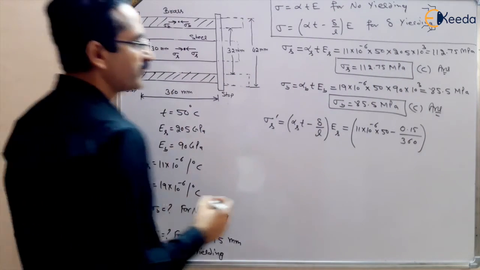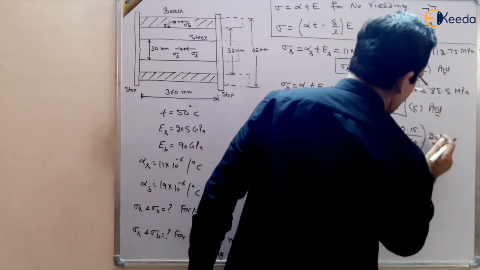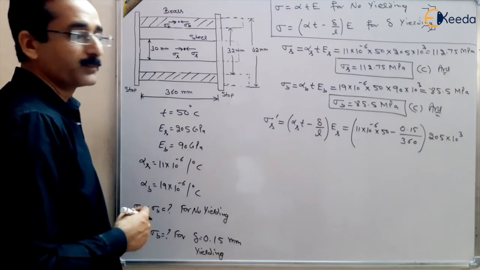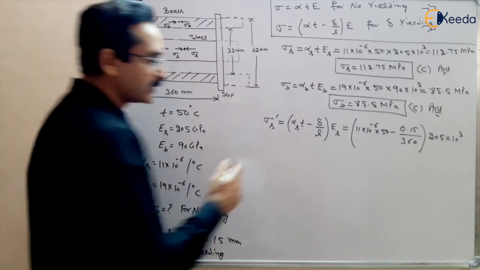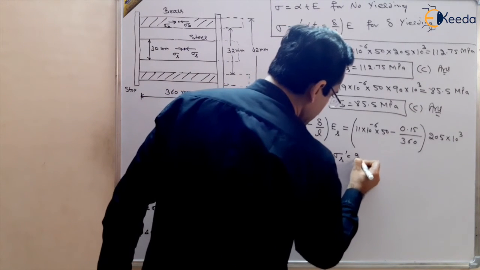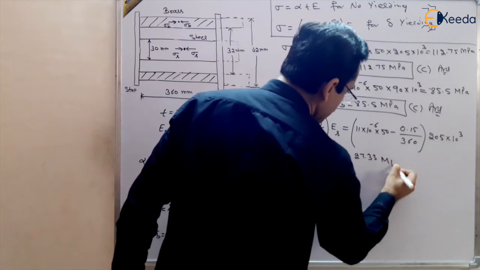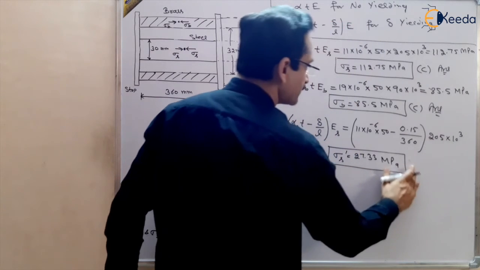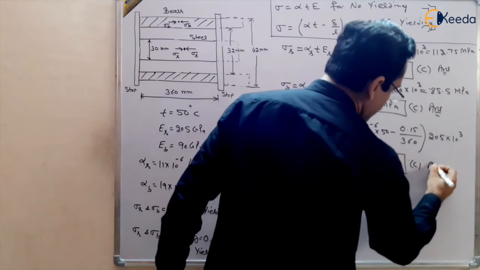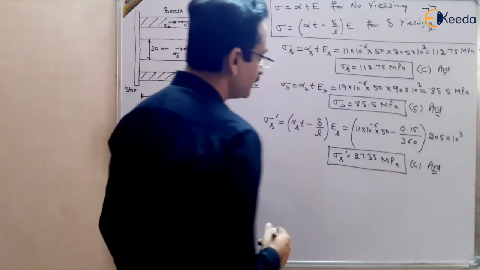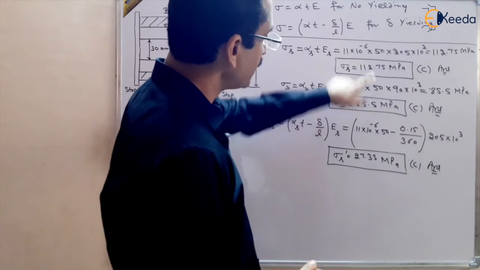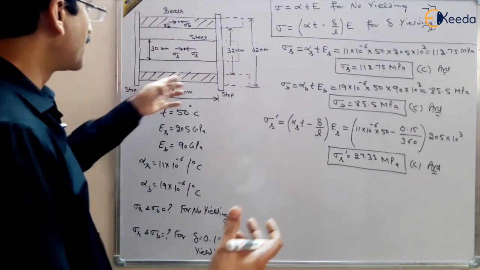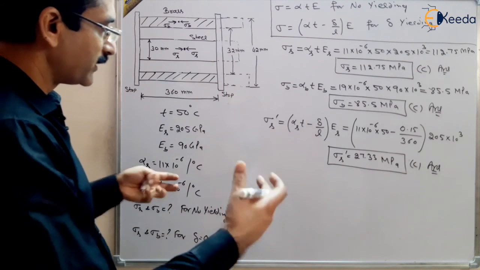E of steel is 205 gigapascal, so 205 multiplied by 10 to the power 3. So the answer will come in megapascal, and you will get 27.33 megapascal. This is the stress developed in steel if there is yielding, and this is also compressive. You will see that the stress has been very much reduced. It was 112 and now it is 27.3, because there is yielding of the supports, and the stress will reduce, right?